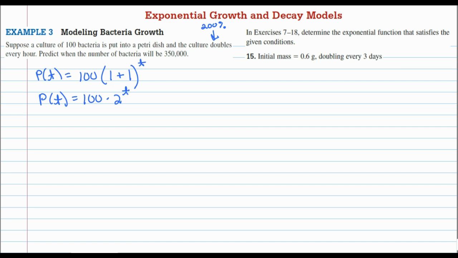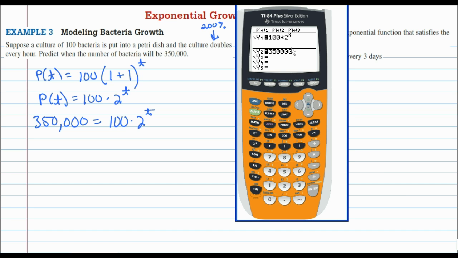It's doubling. So the question is, when will the bacteria be 350,000? I'm going to put 350,000 in for my desired population value, and I'm going to solve using my calculator. So in y1, I put my exponential growth function that I just came up with. Then in y2, I put 350,000.